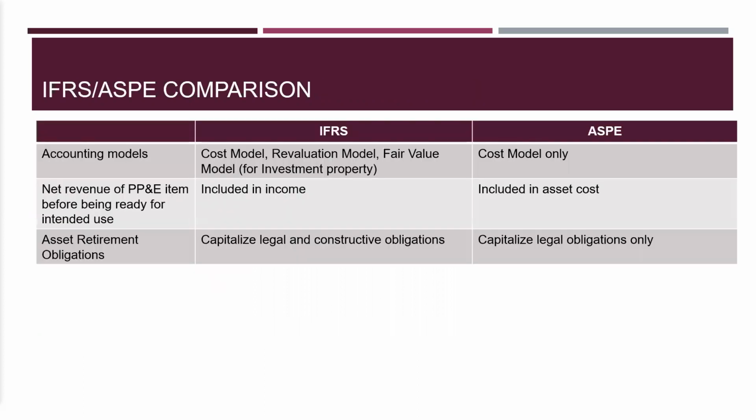But when we are looking at the comparison between ASPE and IFRS, it basically boils down to the different models that are available. Under ASPE, we only have the cost model available. Under IFRS, we have the cost model, the revaluation model for property, plant, equipment, and the fair value model that is strictly for investment property. Your net revenue of the property, plant, equipment before being ready for the intended use: under IFRS, we include that as part of income. Under ASPE, we include that as part of the asset cost.